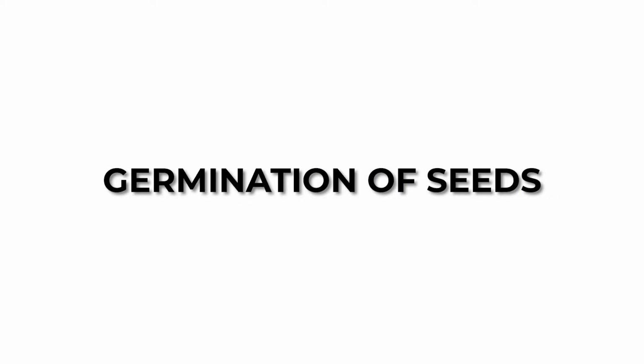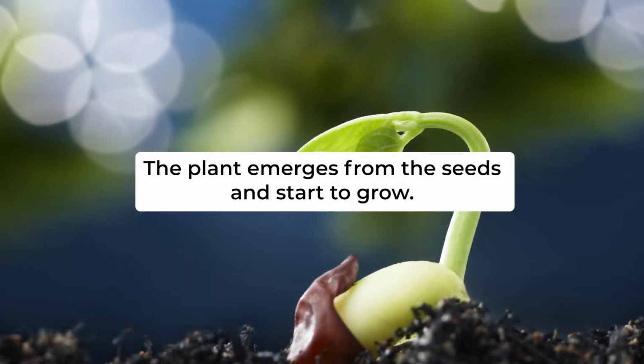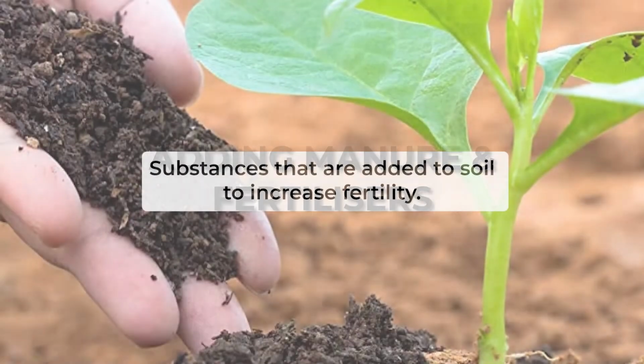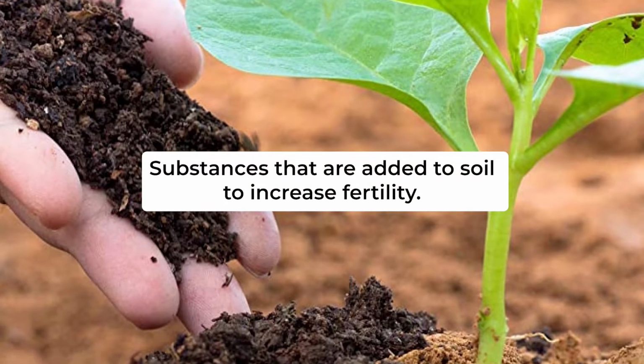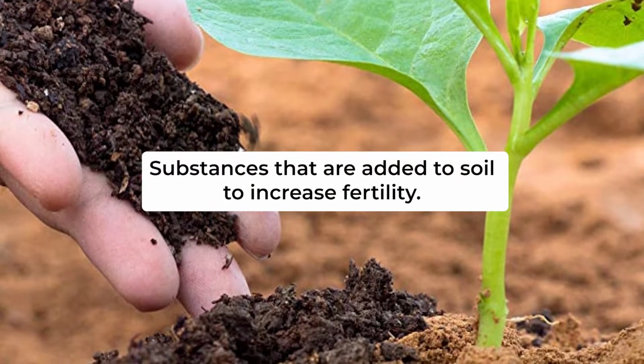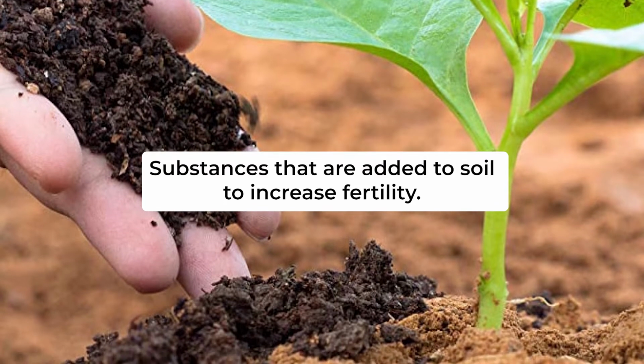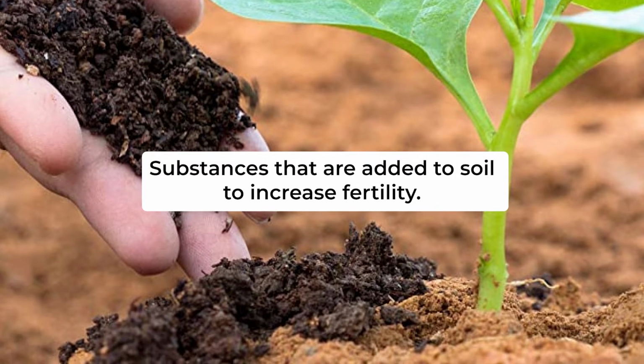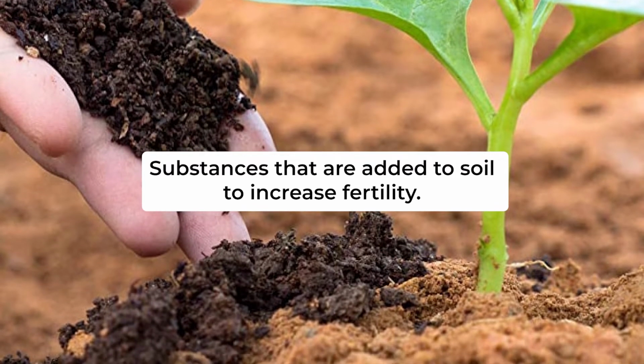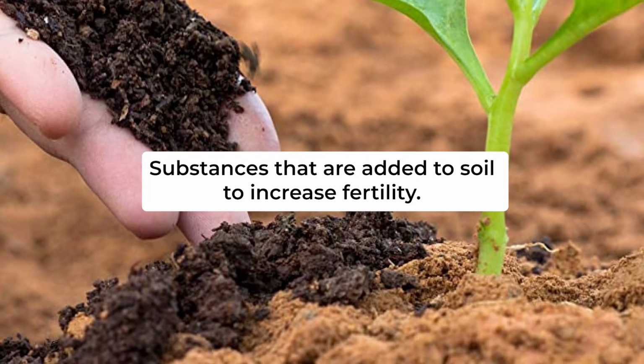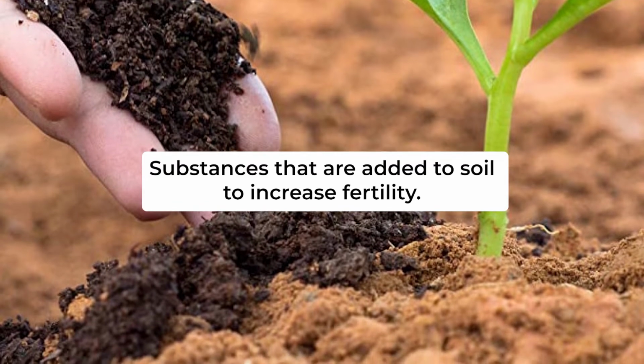Germination of seeds. Germination of the seeds happens when the seeds is sown in the land and watered. A plant starts to emerge from the seed and starts to grow. Adding manure and fertilizers. Manures and fertilizers are the substances that are added to the soil to increase fertility. While manures are made by decomposition of organic substances, fertilizers are made of inorganic chemicals.